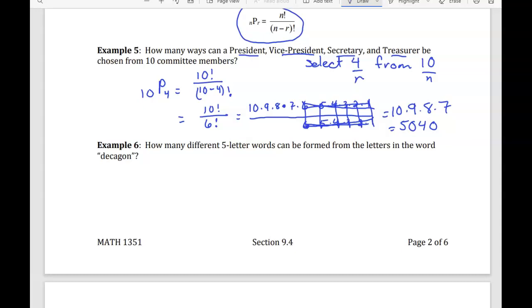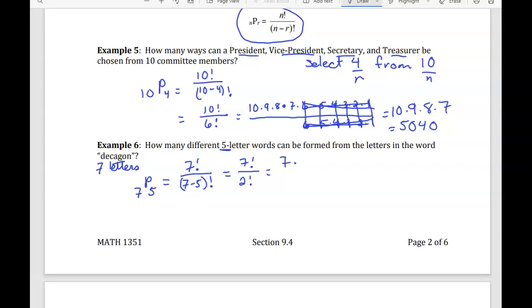Now here, we want to select 5 different letter words that can be formed from the letters of decagon. Now decagon has 7 letters. So we have 7 letters that we're going to select from, and we're going to select 5 letter words. So this is 7 factorial over (7 minus 5) factorial. And so we have 7 factorial divided by 2 factorial.